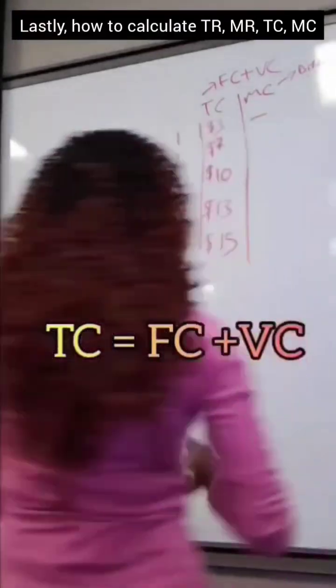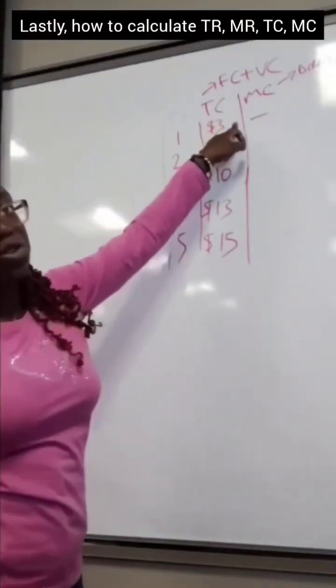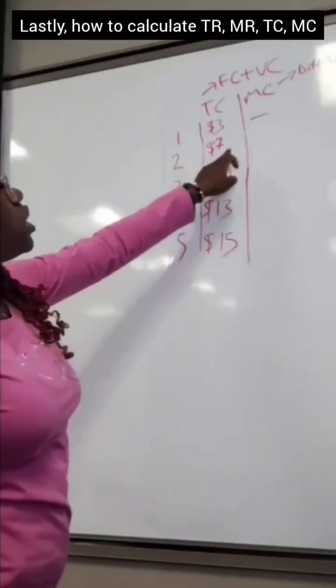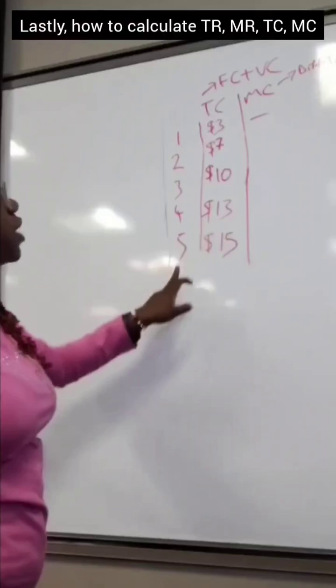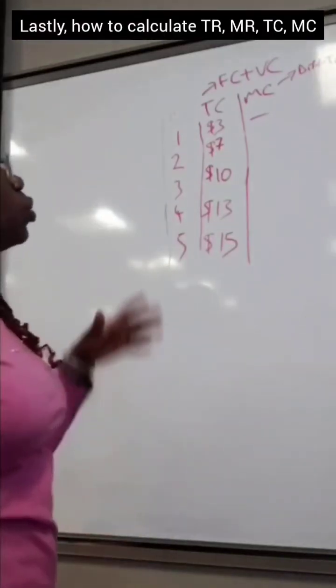So let's assume that in producing 1 unit of a good, you spend $3 in total cost. In producing 2 units, you spend $7, right? In producing 3 units, you spend $10. 4 units, you spend $13. 5 units, you spend $15, right? So now we know the total cost.